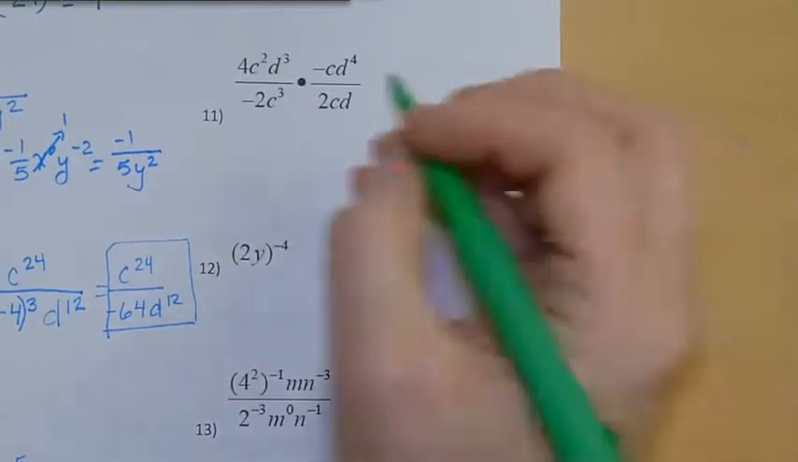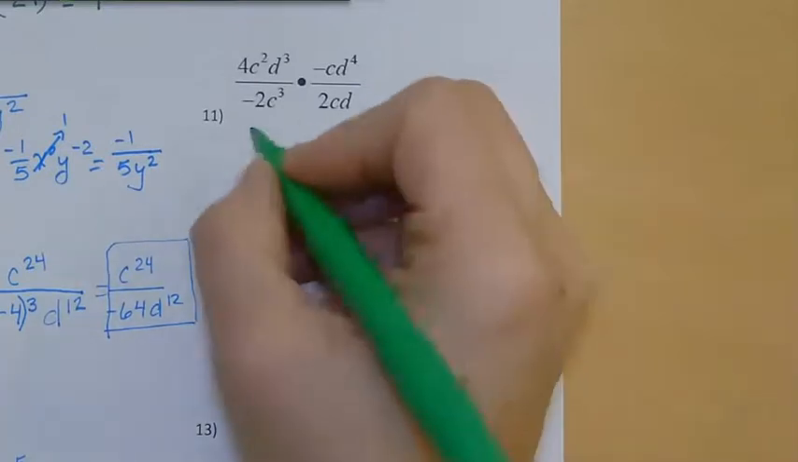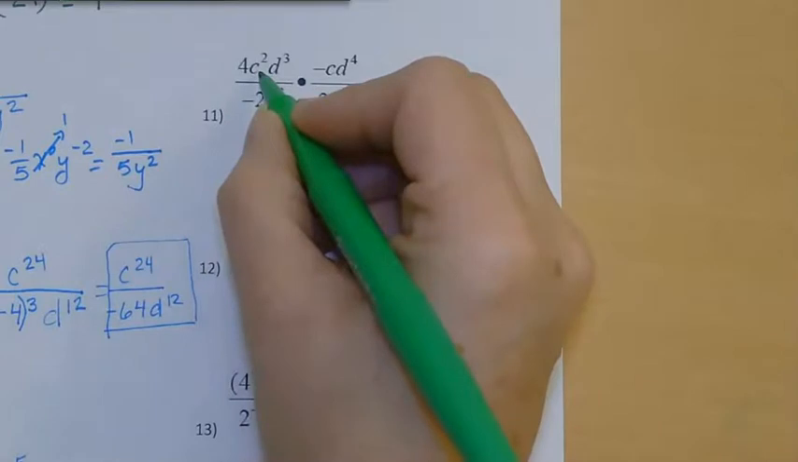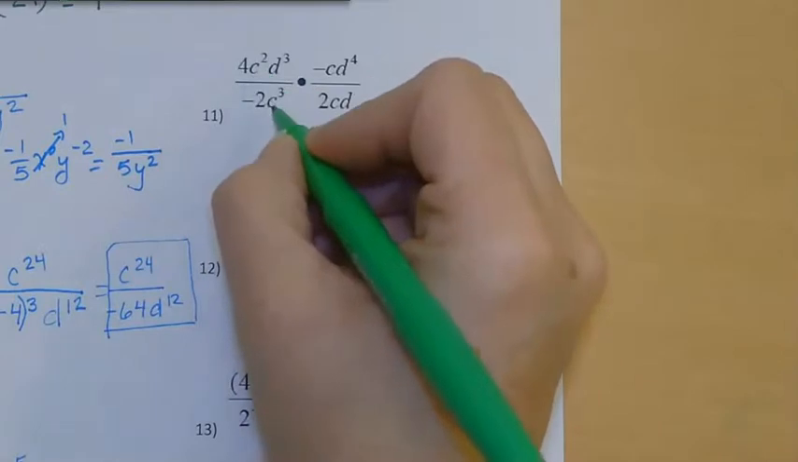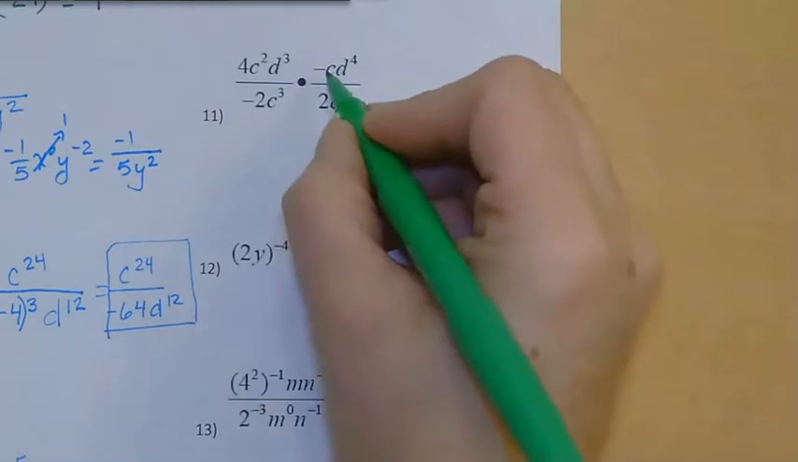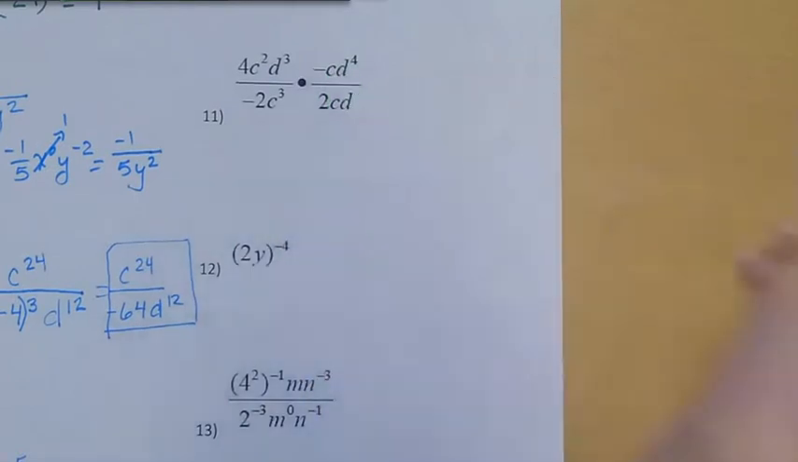Okay, looking here at problem 11. I'll simplify this if I can. So I have 4 over negative 2. I have c squared over c cubed. I have d cubed. I have a negative c over 2c. I have d to the 4th over d.